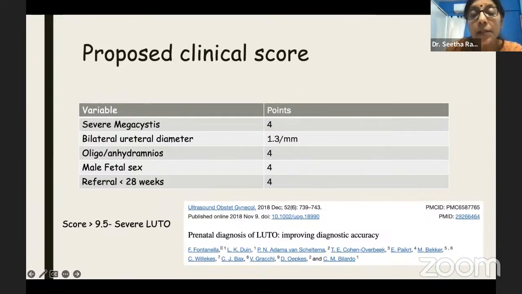We tend to look at the ultrasound, because the ultrasound pictures talk for themselves. But again, it is important to see that when there is oligo or anhydramnios, it is sometimes difficult to scan the fetus entirely and to rule out other anomalies as well. So that becomes a challenge sometimes, but it is important to make sure that it is isolated.